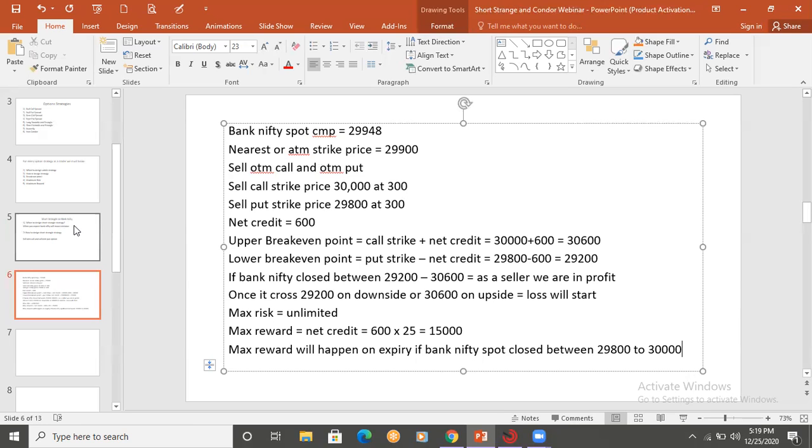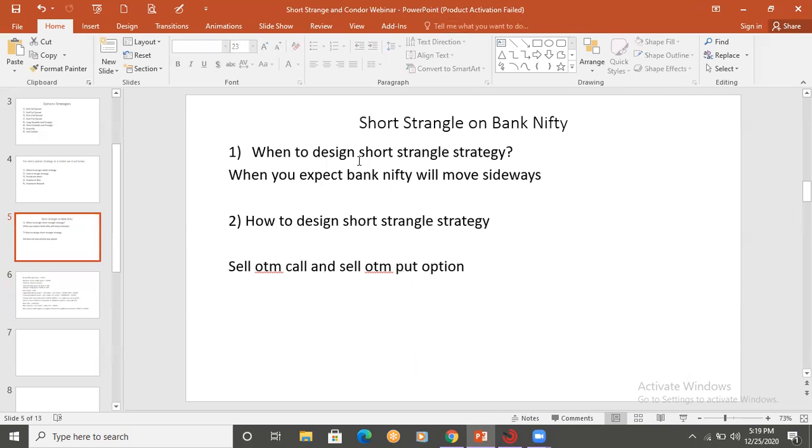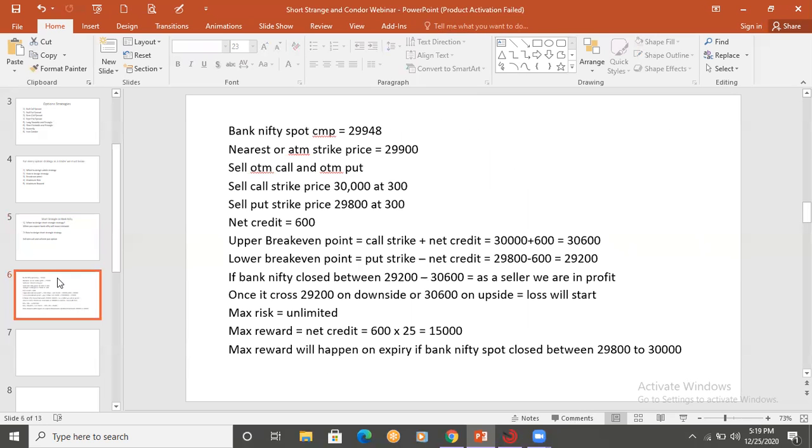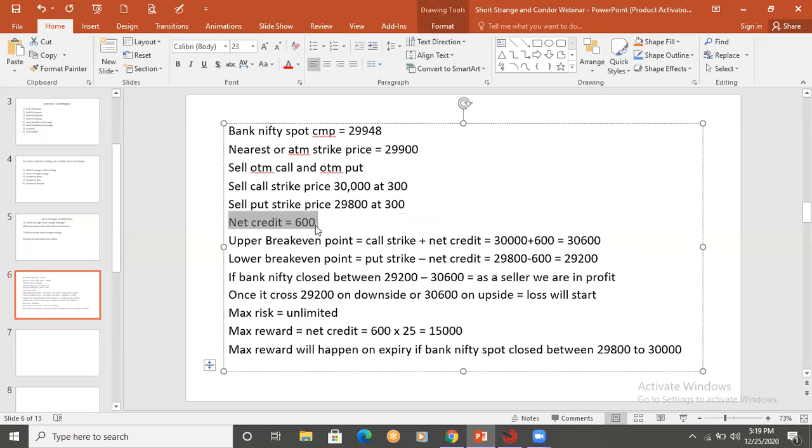So we discussed on this slide when to design. When I'm expecting Bank Nifty will not give me a major move, I can design a short strangle. How to design? We need to sell both a call option and a put option. We need to sell an out-of-the-money call as well as an out-of-the-money put option. Now when we sell these two options, as a seller we will receive premium. So here you can see this is the net credit, and this can be our maximum profit. As a seller we cannot earn a maximum profit of more than 600 rupees.